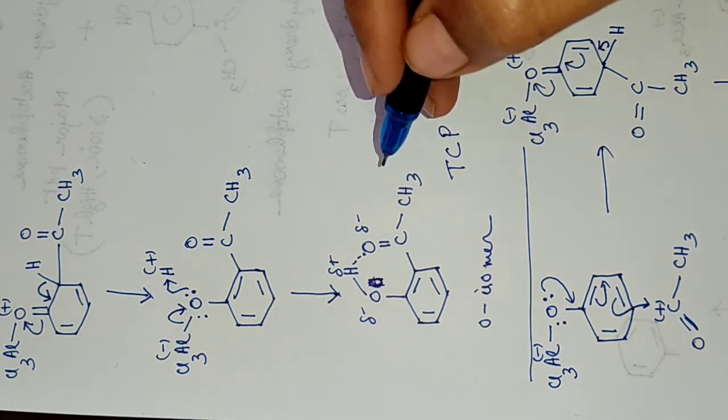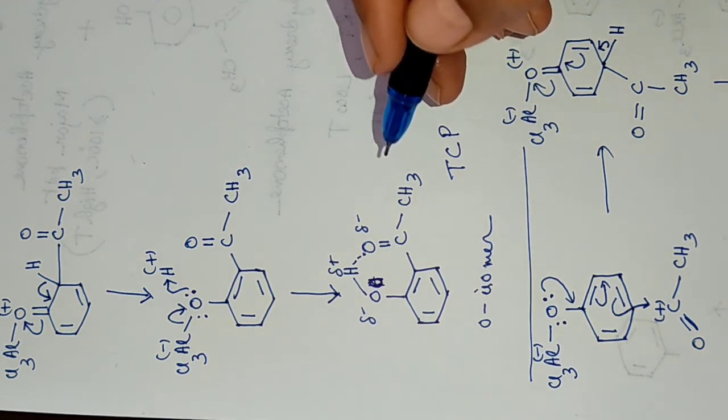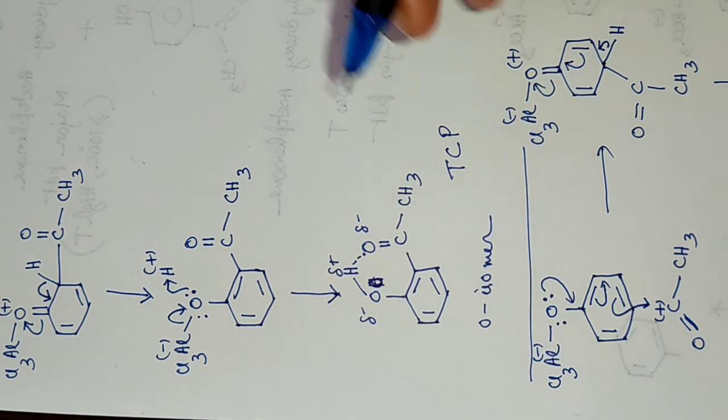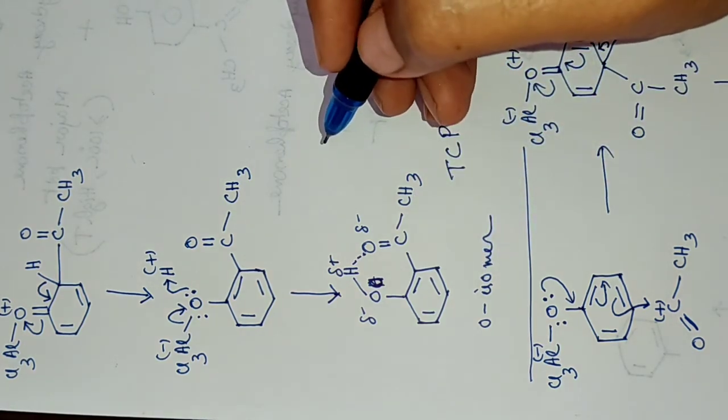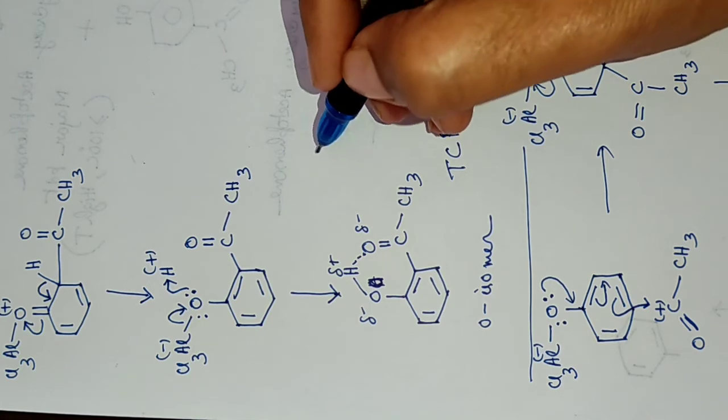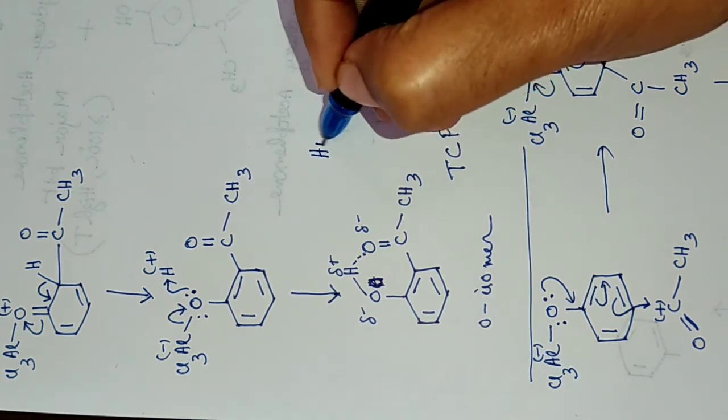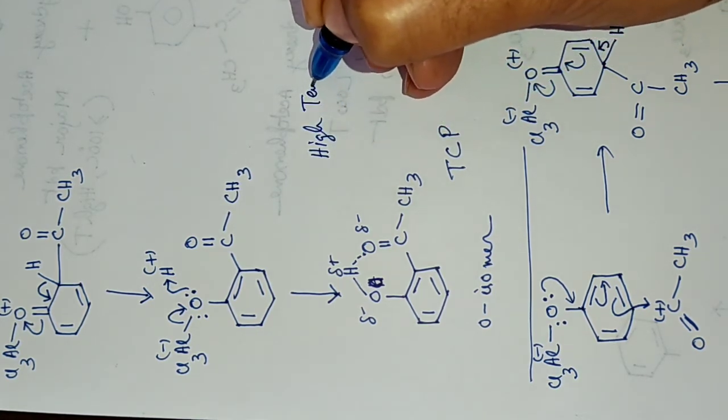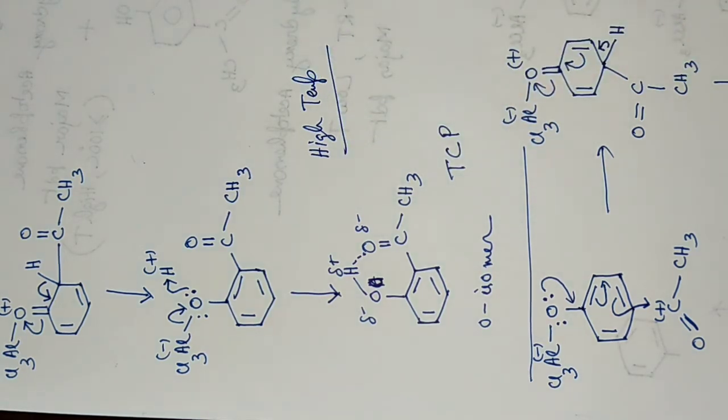So this must be the product at high temperature. Hence, we have the ortho isomer as the major product only at high temperature. This is the reason, since it is kinetically unfavorable.